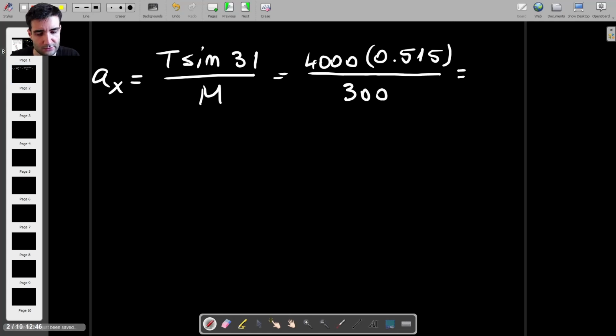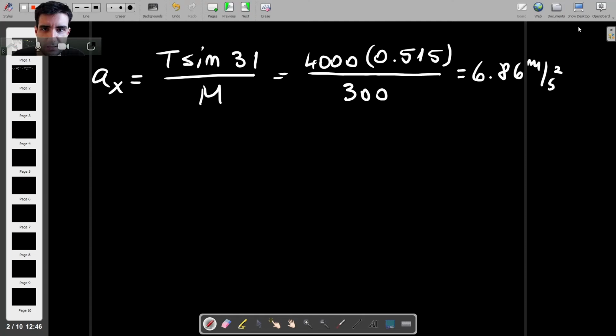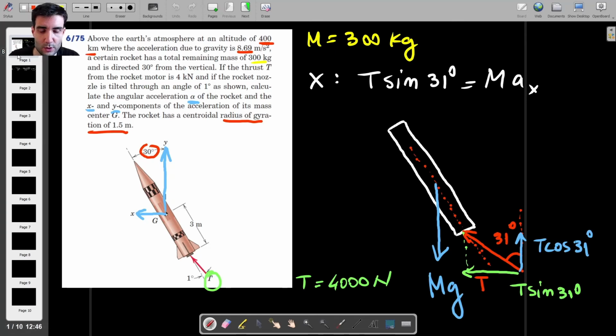So the value that we get from here is going to be about 6.86 meters per second squared. Okay, so you can approximate that to 6.87 if you wish, but I'll just leave it like this. Right, so let's look at how to find the acceleration in the y direction.